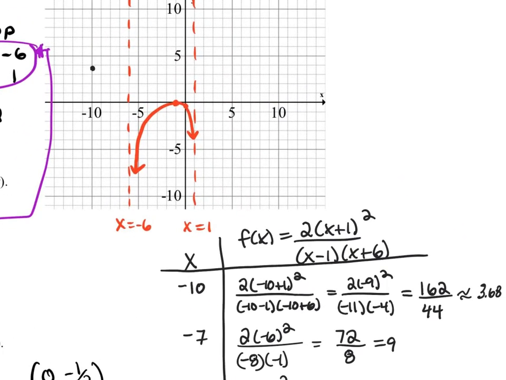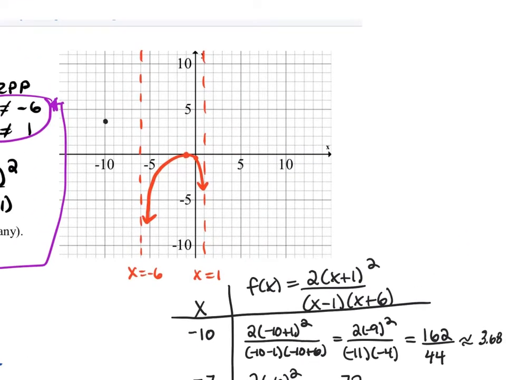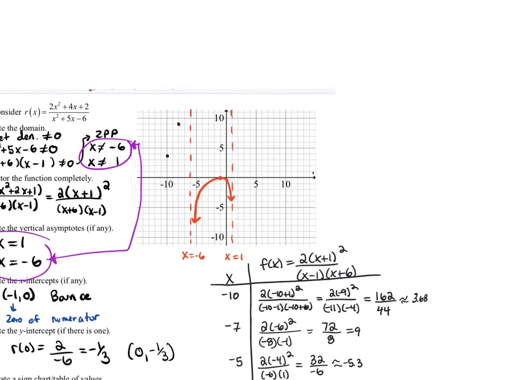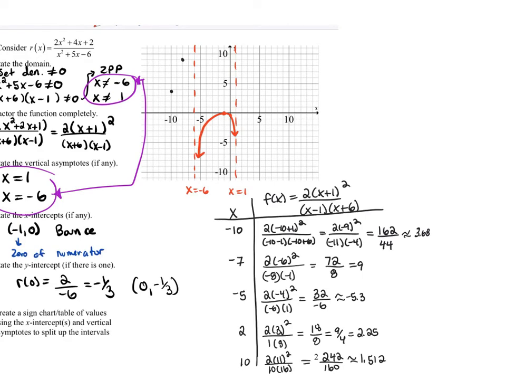We'll get all our points. So -7, 9 is right there. And then we have -5, -5.3, which we were actually fairly close right there. 2, 2.25.